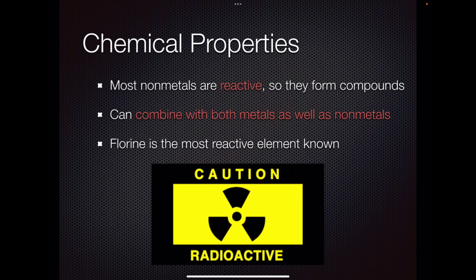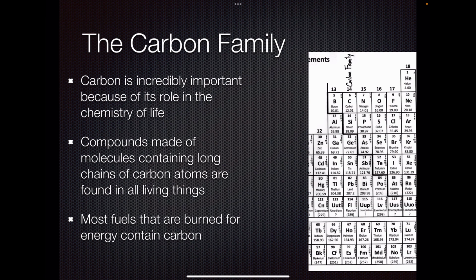Some chemical properties for nonmetals. Most of them are reactive, and so they often end up in compounds because they want to be bonded to other things. They can combine with both metals as well as nonmetals. As long as they are sharing electrons, they don't really care if it's a metal or a nonmetal. And then fluorine is the most reactive element known, and that is one of our nonmetals. So we're going to start looking at those families.